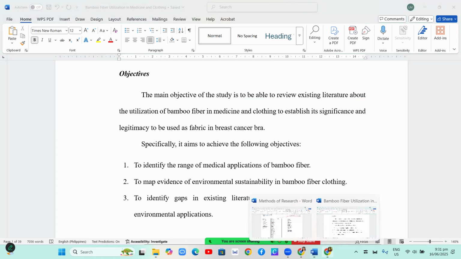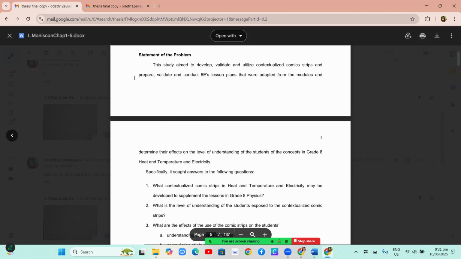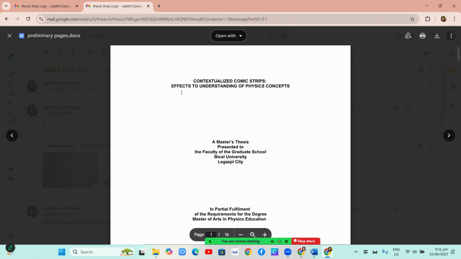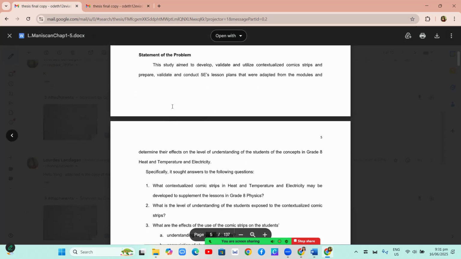So now let's look at my statement of the problem of my master's study, which is about contextualized comic strips' effects on understanding of physics concepts, because I am a physics major in education in Bicol University. Okay, so these are the research questions of my thesis in my master's.